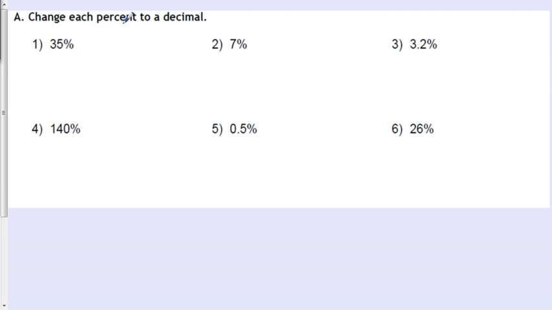We'll start off by changing percents to a decimal, and in that situation we'll think of percent as meaning divided by 100. And the quick way to divide by 100 is to move the decimal 2 spots to the left. A couple ways to remember that. First of all, our number needs to get smaller if we're dividing by 100. And think of your place value chart. A hundredth is 2 spots.